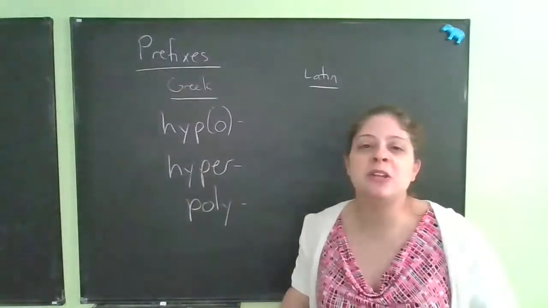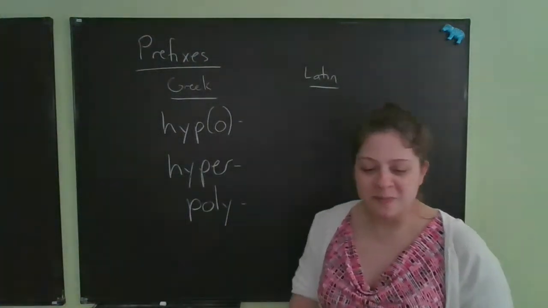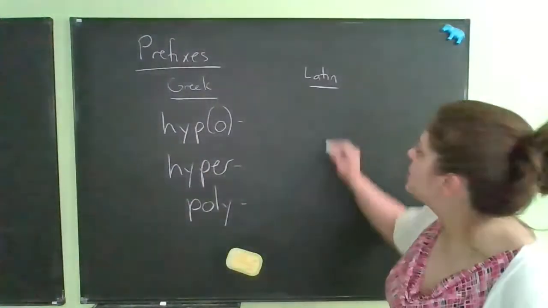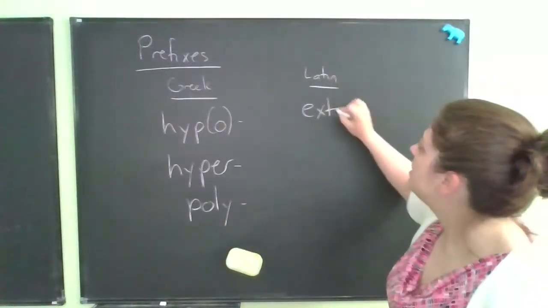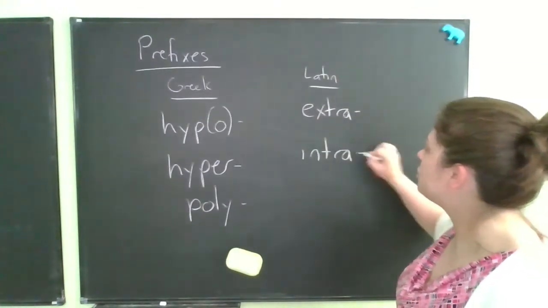Polytheism, for instance, is a belief in many gods. We'll learn the meaning of God in a while. All right, so those are our Greek ones that we're learning. Our Latin ones, the other ones we're going to talk about, I have another set of opposites, extra and intra.